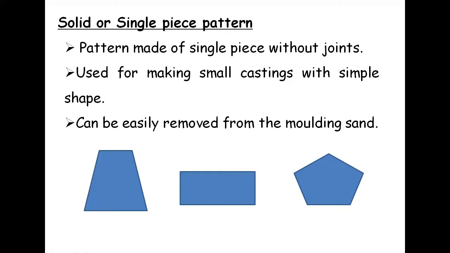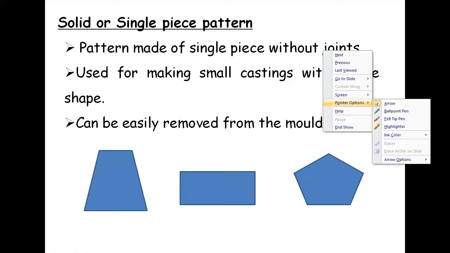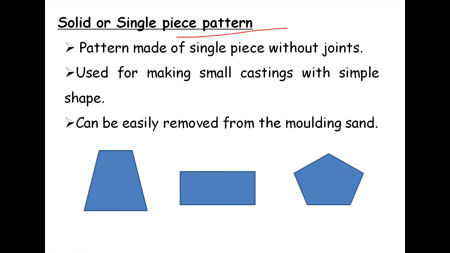First, solid or single piece pattern. As the name implies, only one pattern is used throughout the process. So the pattern is a single piece without joints. This type of pattern is mostly suitable for small castings, where a small shape can be easily removed from the molding sand. Throughout the process a single piece is used, mostly for rectangular, square, simple components.